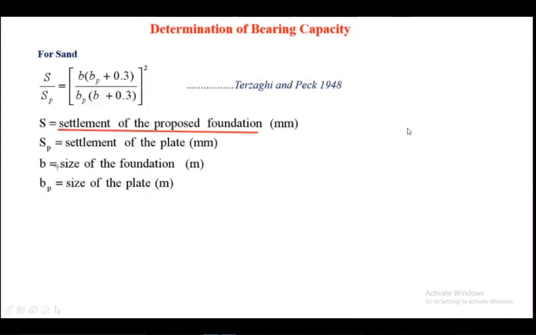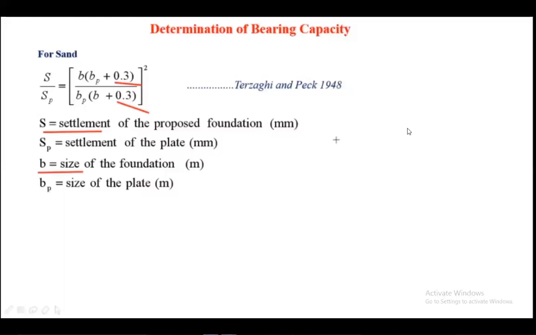Sp is the settlement of the plate that is happening after you conduct the plate load test. These two values are in mm. Then the size of the foundation, that is nothing but the width of the foundation in meter, as well as the width of the plate in meters. Important thing to remember is that this 0.3 that you see over here only comes when your settlement is in mm and your sizes are in meter. That is important. If you change this, then your formula may also change.